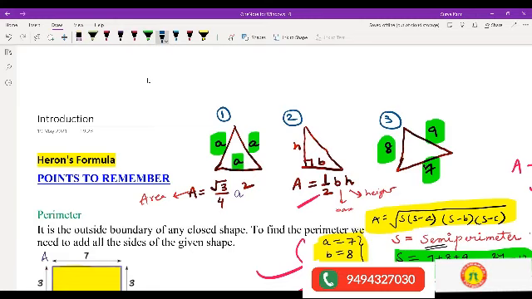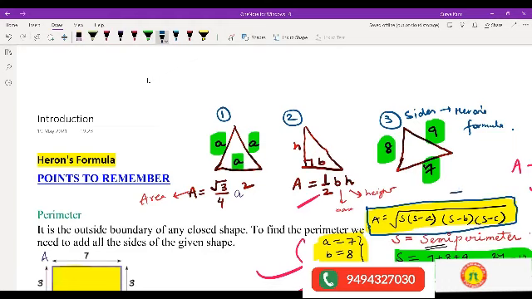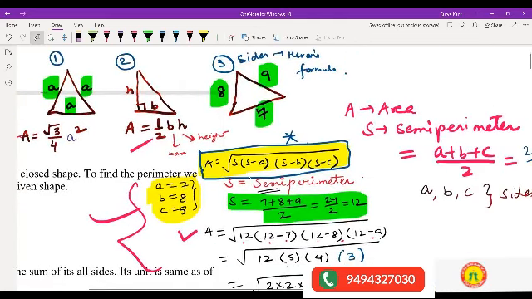Means all the three sides are compulsory. Compulsory, you should know all the three sides. Then only you can use Herons formula, otherwise you can't use it. Okay, sir. So Herons formula is used to find the area. The area by Herons formula is this one, which I'm rounding off in blue color. This much you understood?